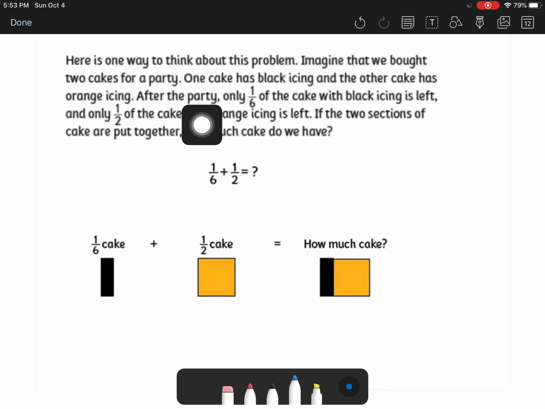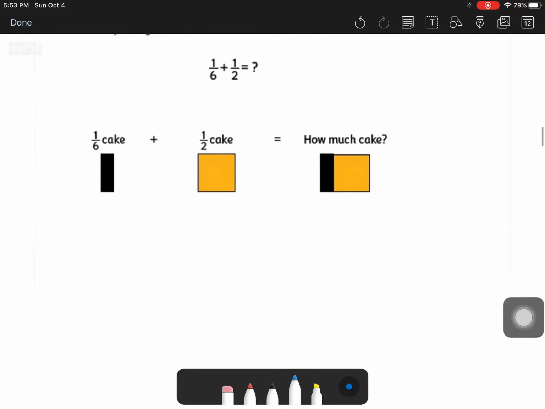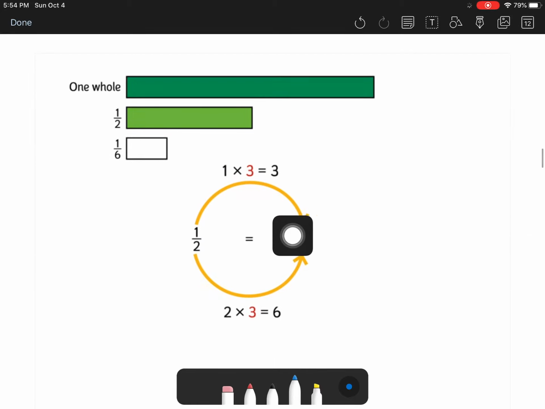Okay. They just kind of throw out an example here. They say, well, what if we had 2 cakes at a party, and afterward there was 1/6 of the cake with the black icing and 1/2 of the cake left that had orange icing. If you put those two together, how much would you have? Well, let's take a look here. What we need to do in order to add those fractions, 1/6 plus 1/2, right? 2 different denominators, 6 and 2.